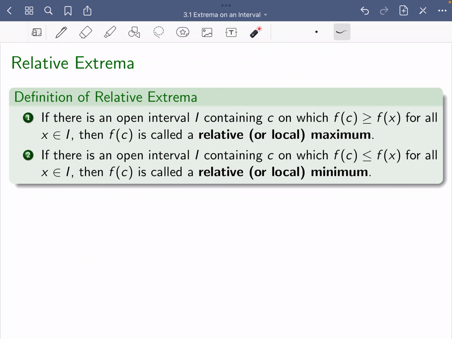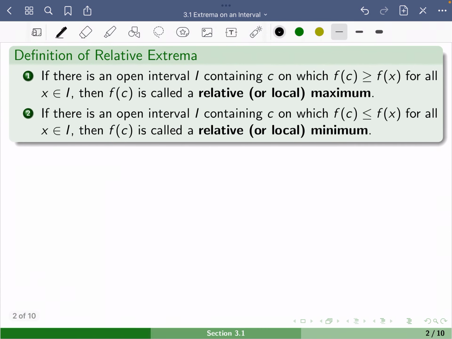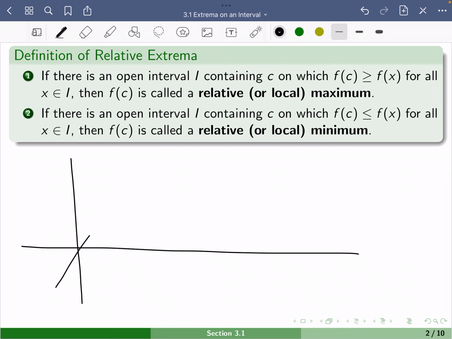We can define the same kind of thing for a minimum. If there's an open interval I containing c, in which the function value at c is less than or equal to all of the other function values in that interval, then we say f of c is a relative or a local minimum. So let's draw a quick graph just so we can view what these things look like.